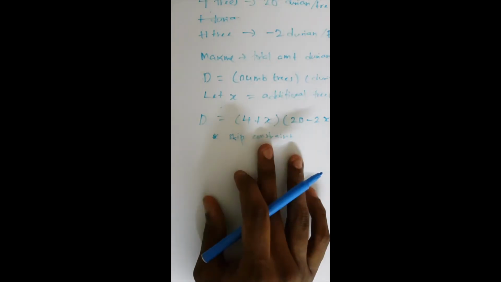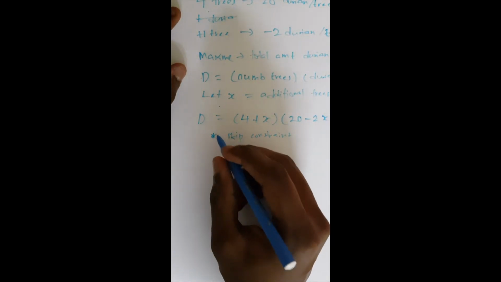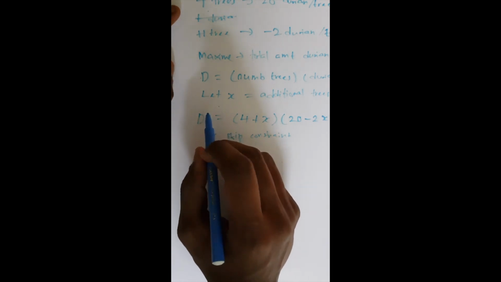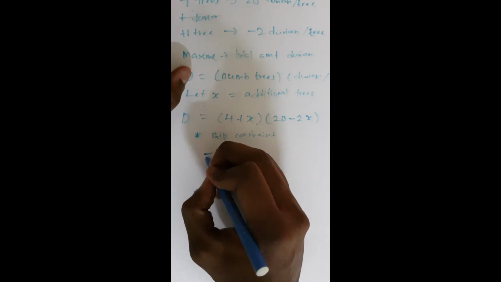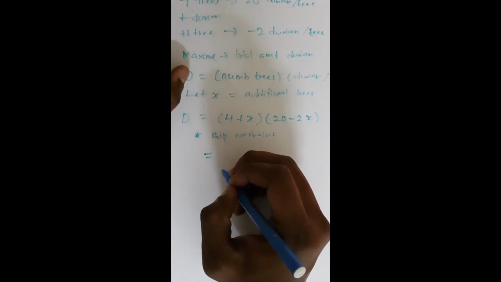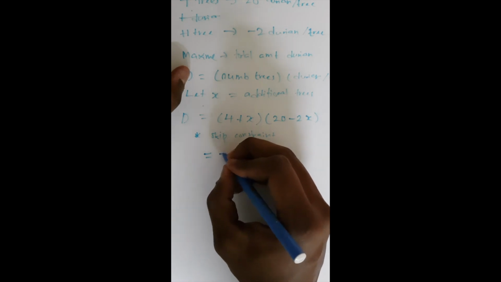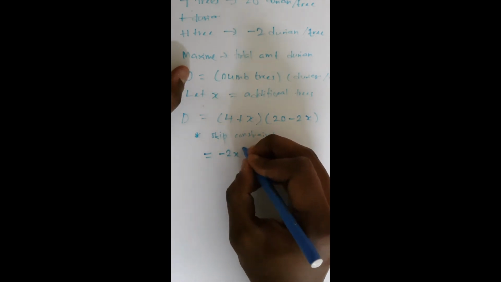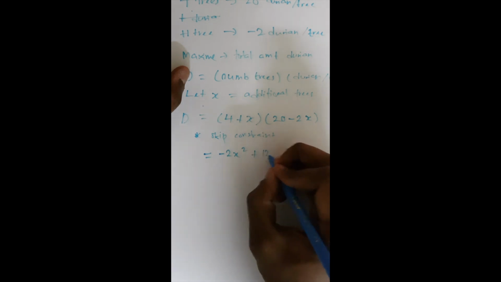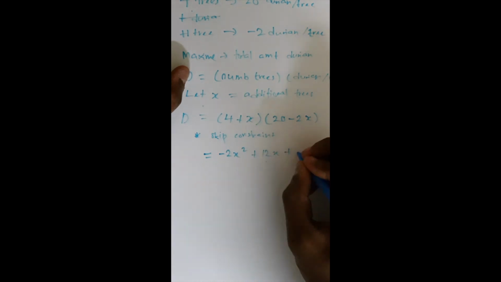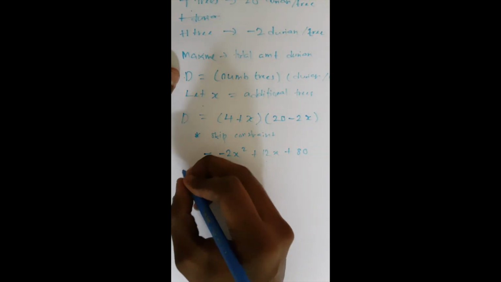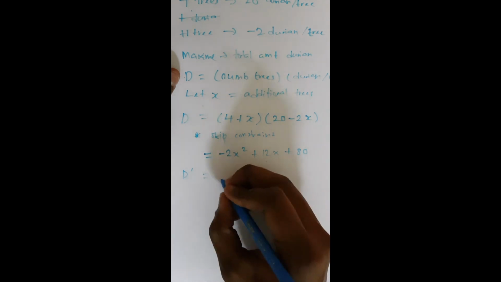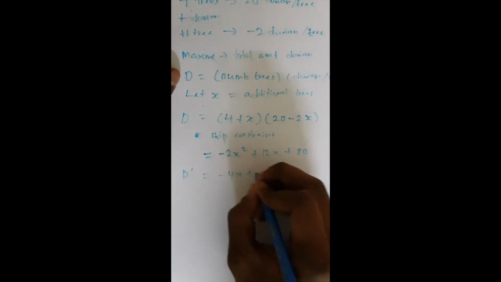So like the other solutions, first we're going to differentiate this equation. But first we have to expand it. When we expand it, we will get negative 2x squared plus 12x plus 80. And then when we differentiate it, we will get negative 4x plus 12.